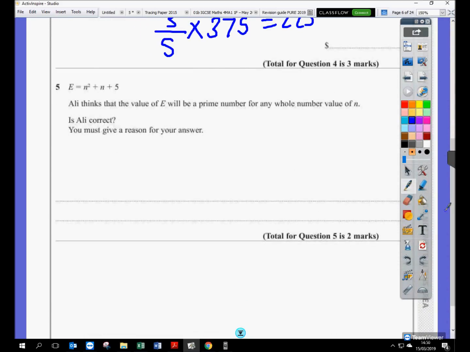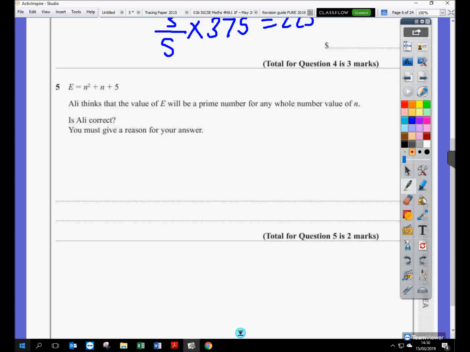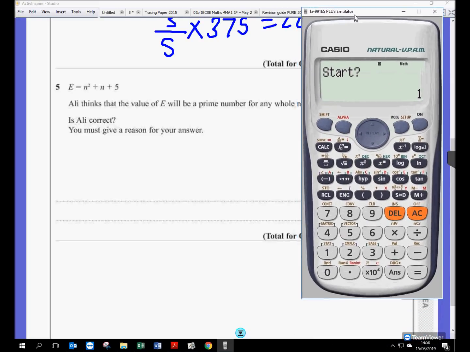The next one, Ali thinks that the value of E will be a prime number. Is Ali correct? Right, there is a quick way to check. What you do is you use the table mode to help you. So if we go to the table mode, enter the equation, but you can only enter it with x's. So x squared plus x plus 5.